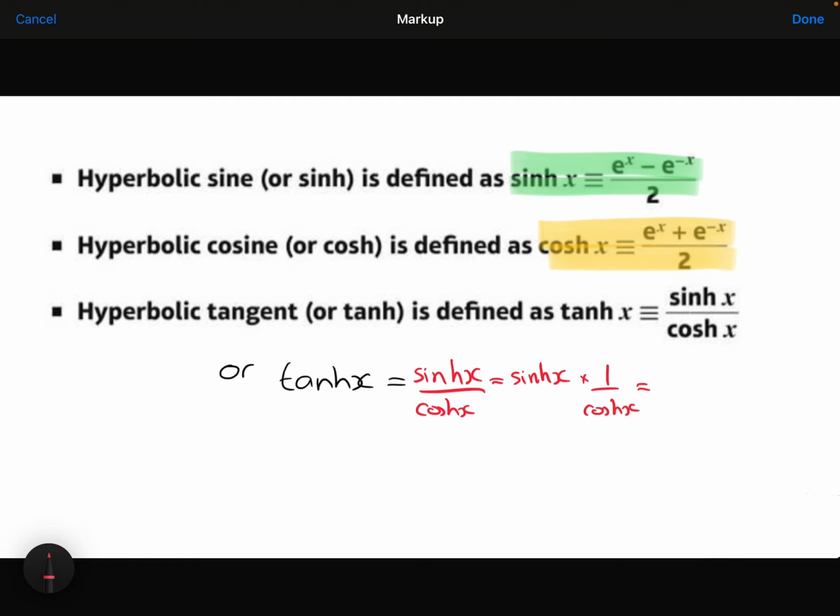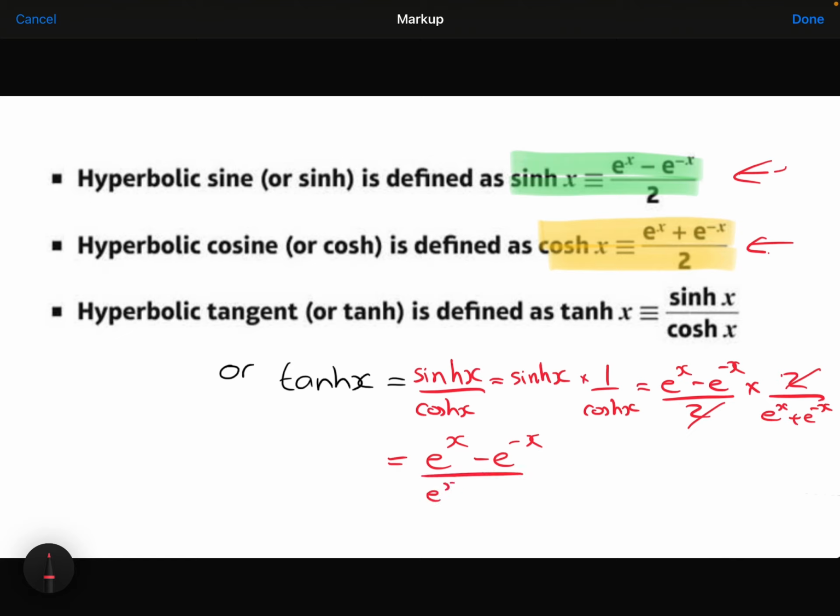Now sinh, I know, is in terms of exponential form. This is me just taking the formula from above, multiplied by the reciprocal of cosh. So if I do the reciprocal of this, you can see that the 2's will cancel out, and so I'll get that tanh can also be defined as being e to the x minus e to the minus x over e to the x plus e to the minus x.